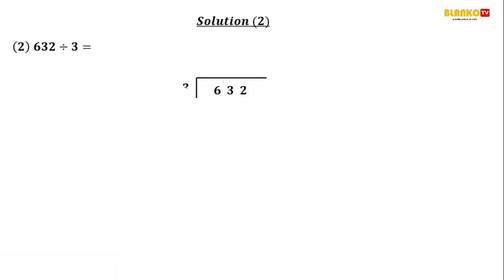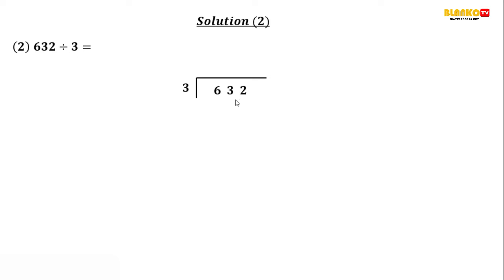So let's move on with example 2, which says we should divide 632 by 3. So solution. Let's draw our division line. We are dividing 632 by 3. So we take the numbers one after the other, that is 6, 3 and 2, and then find how many times 3 can go into each number.